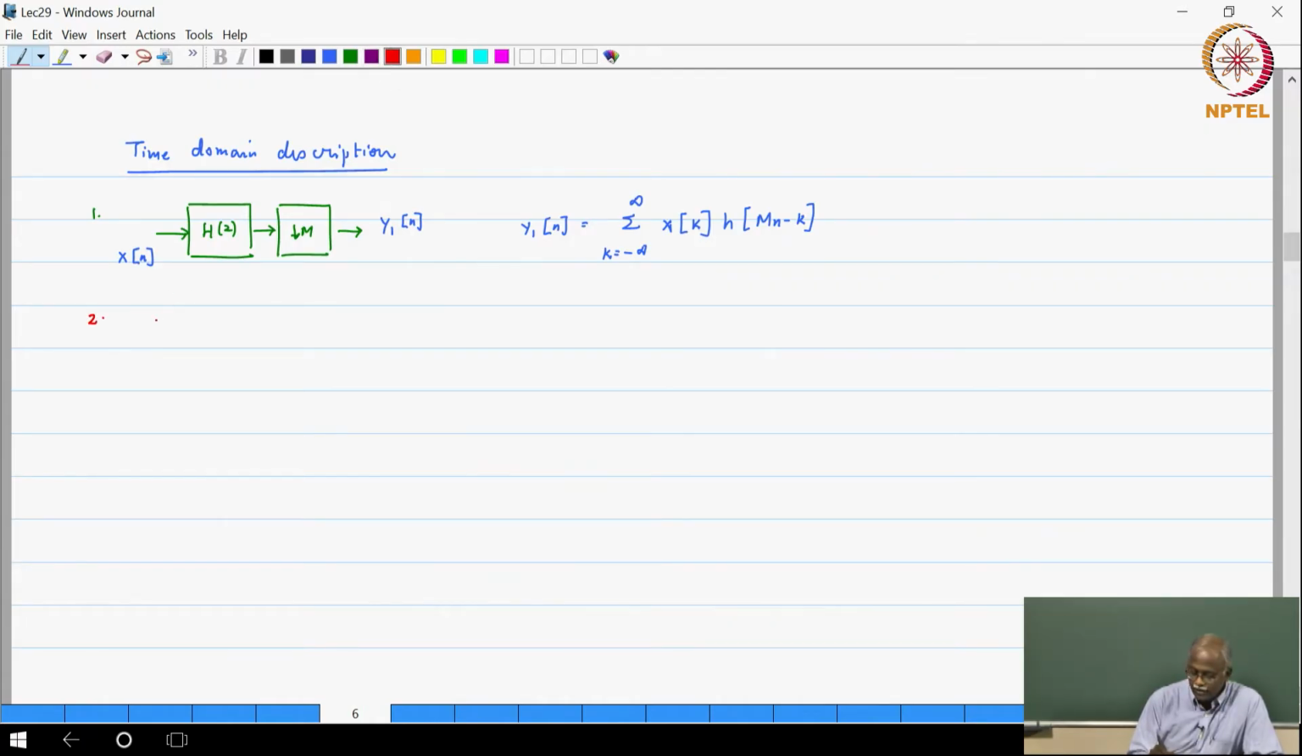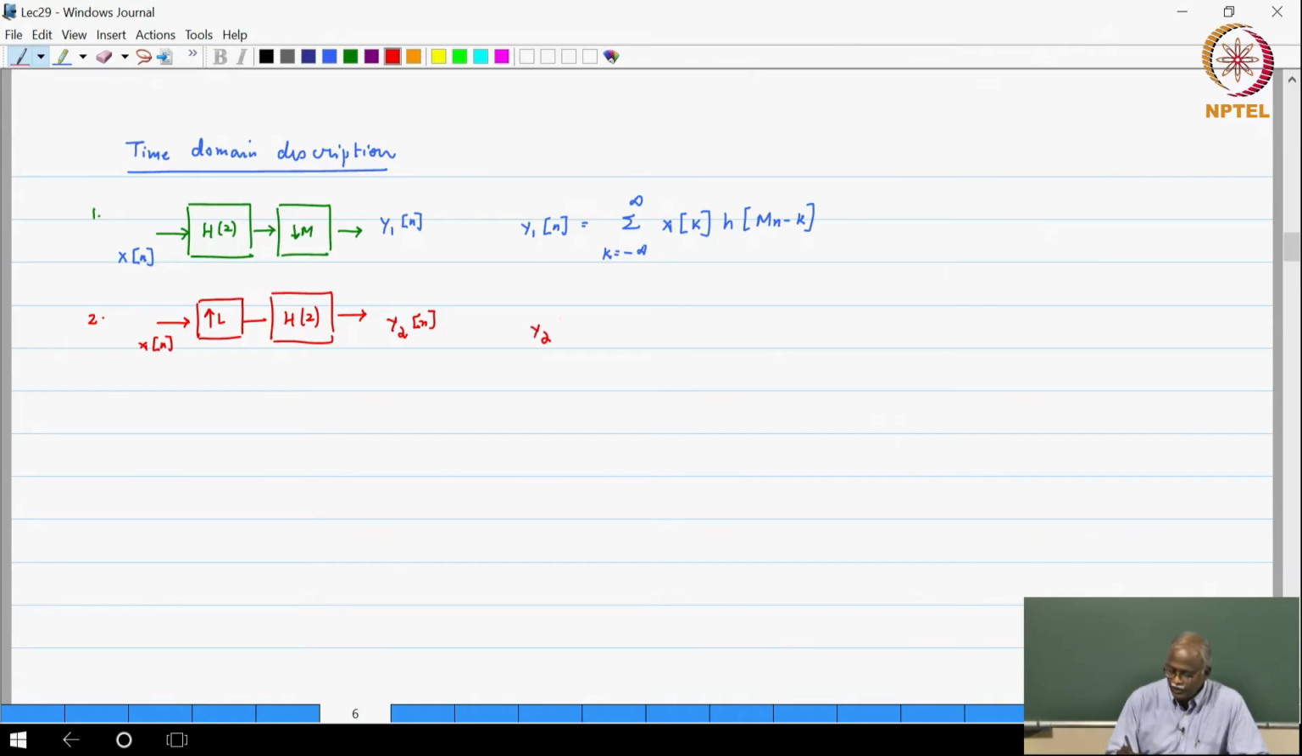Second result, if we have x of n which is going through an upsampler by a factor of L followed by the interpolation filter H of z, giving y2 of n. In this case, we have shown that y2 of n is summation k equal to minus infinity to infinity x of k h of n minus kL. Okay. So, make sure that you got the correct relationship.